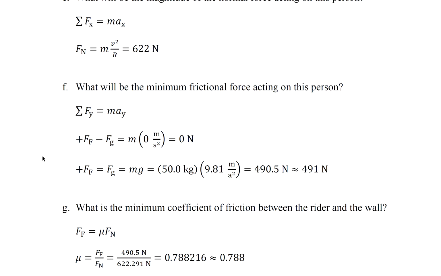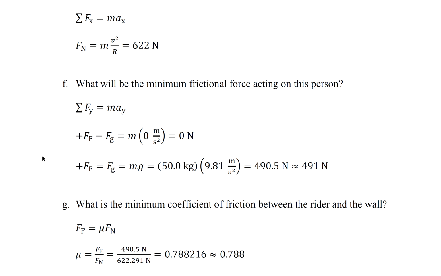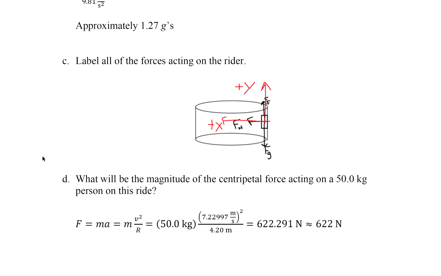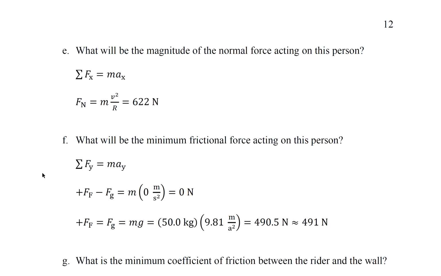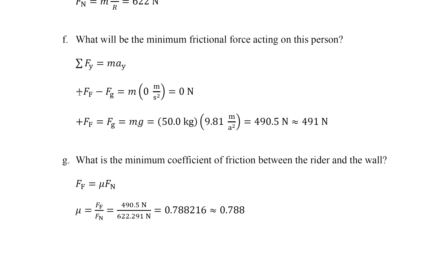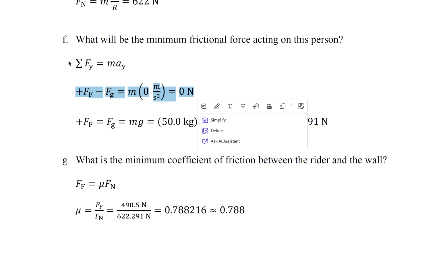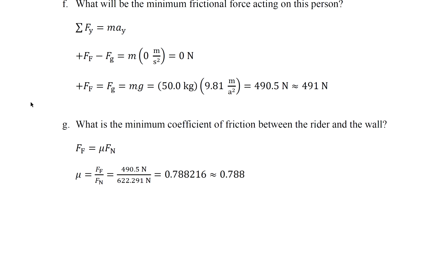Part F will be the minimum frictional force acting on this person. So look at the image. Sigma F sub y equals plus force of friction minus force of gravity equals 0. We could solve for force of friction. Part G, what is the minimum coefficient of friction between the rider and the wall? So force of friction equals mu F normal. We have force of friction, we have force normal.